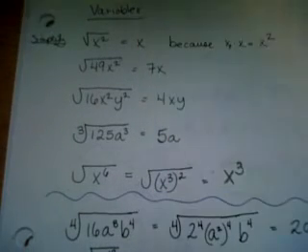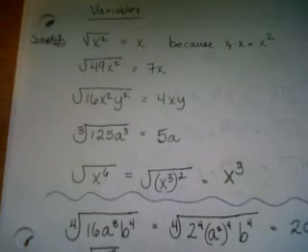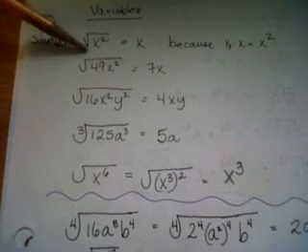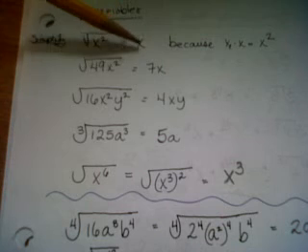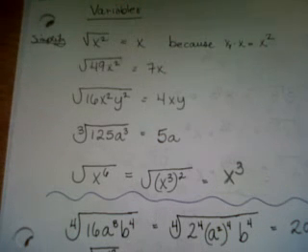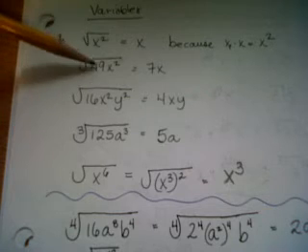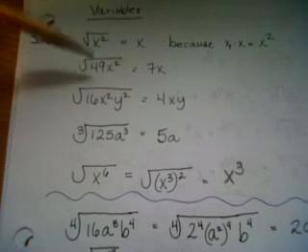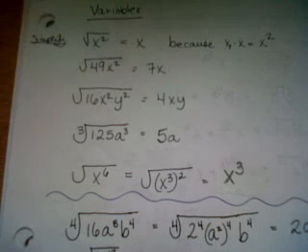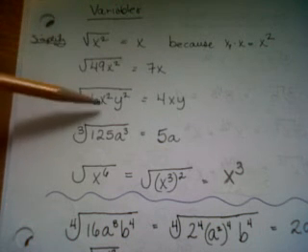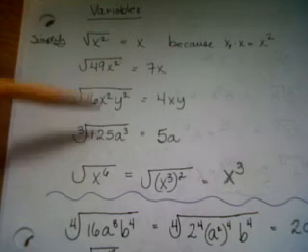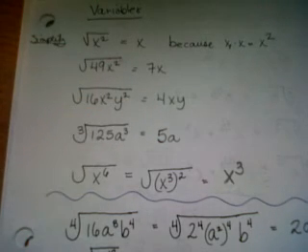Now here, let's take a look at this with more variables. If I have the square root of x squared, the square root and the x squared cancel each other out, so that just becomes x, and that's because x times x equals x squared. So if I looked at the square root of 49x squared, well, the square root of 49 is 7, and the square root of x squared is x, so that would give me 7x. Square root of 16x squared y squared, well, the square root of 16 is 4, the square root of x squared is x, the square root of y squared would be y.